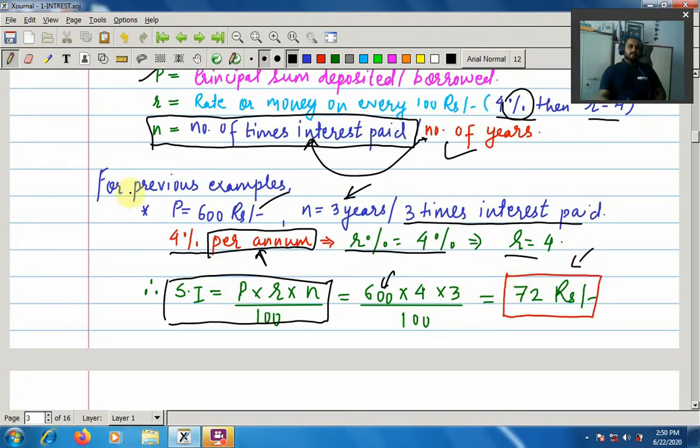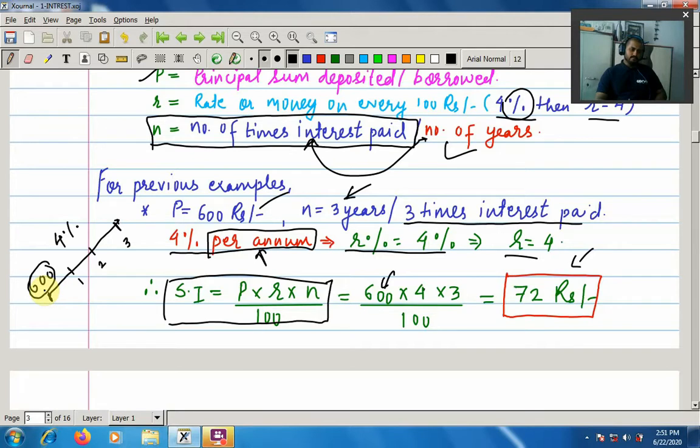This is called simple interest. What happens in simple interest is, 600 rupees is deposited at the beginning of the first year, and I'm keeping it for 3 years. So first year, second year, and third year. And the rate of interest is 4%. What happens in simple interest? This whole money, 600 rupees, is treated as the principal amount for every year.